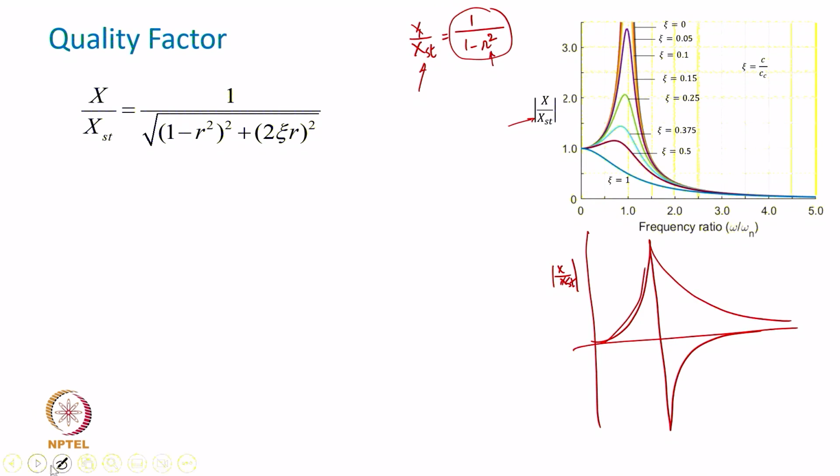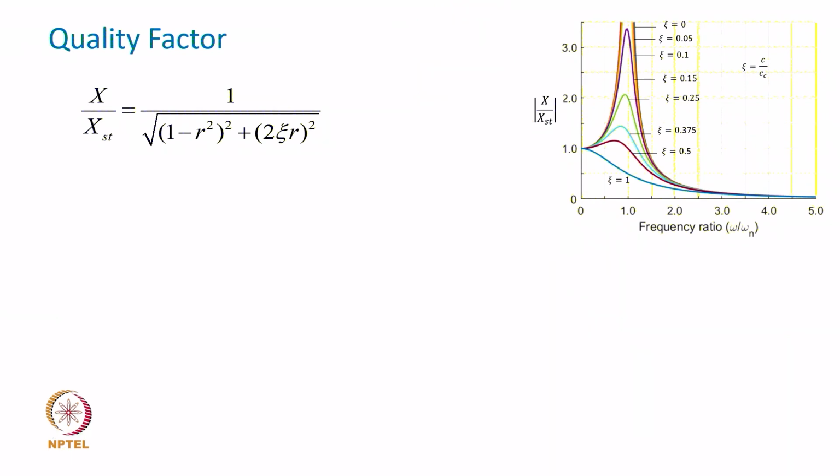Alright. So, when you plot this particular dynamic magnifier, you can notice that this peak is actually going to happen at a frequency ratio of 1, which means that the excitation frequency is the same as omega n. Now, what is omega n? This is the undamped natural frequency, mind you. Undamped natural frequency means the natural frequency with damping ignored.